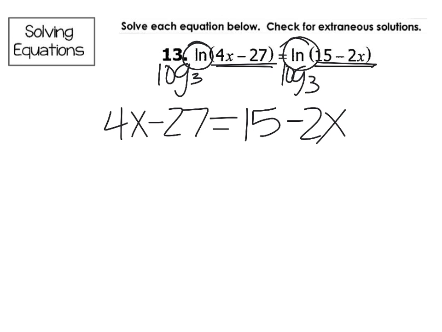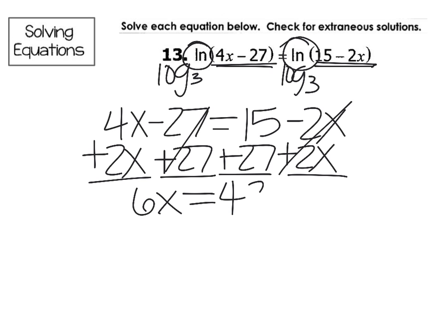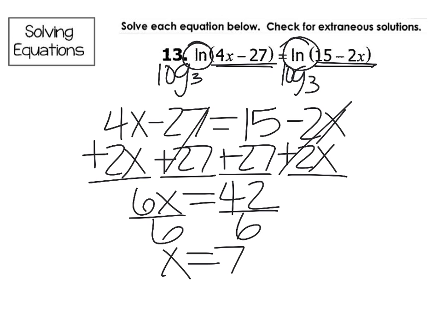Now we're just solving for x. So add 2x to both sides, add 27. These will cancel out. We're left with 6x equals 42. Divide by 6, x equals 7.